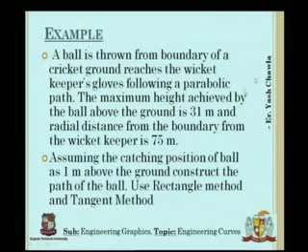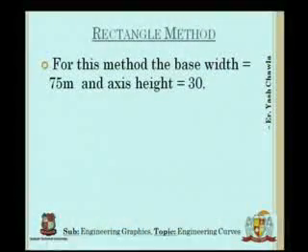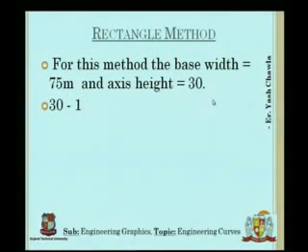So this 31 would get converted to 30 for what? For drawing the parabola. If you understand, for drawing the parabola, we will have this point as 30. Now let's see, for this method we'll take the base height as 75 and axis height as 30. Now what are we going to do next? This 30 minus 1, this 1 meter is the 1 meter above that it catches.